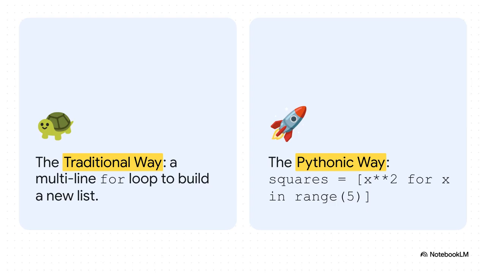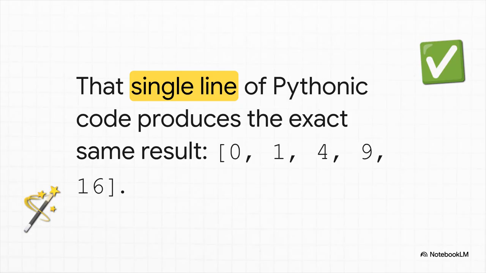Now look at the right. This is the Python way. And that's the magic right there. A single, beautiful, readable line of code does the exact same thing. You can practically read it out loud like a sentence. Give me x squared for every x in my range. It's compact, it's elegant, and when you see this in someone's code, you know they know what they're doing.